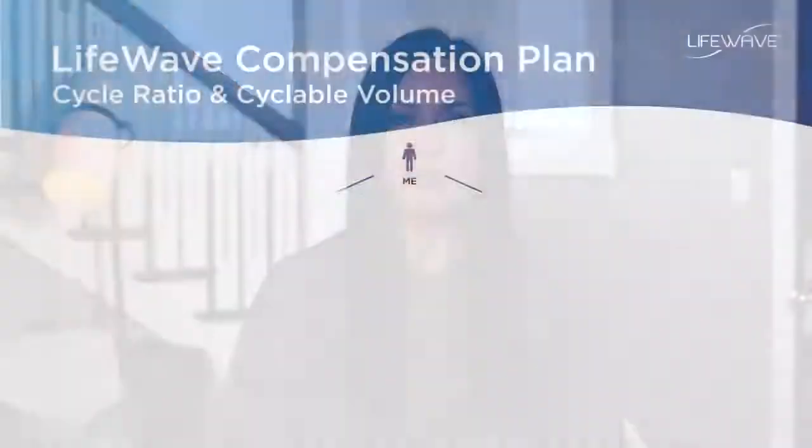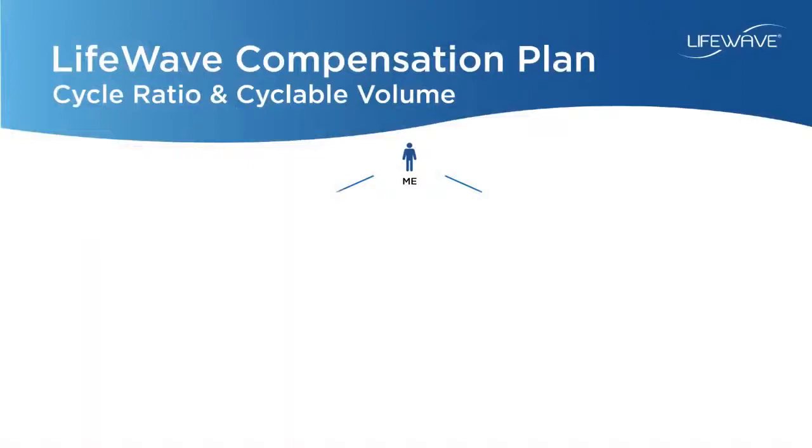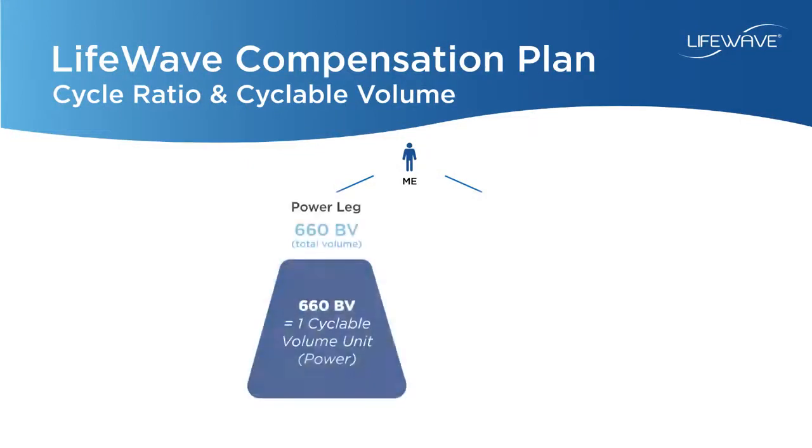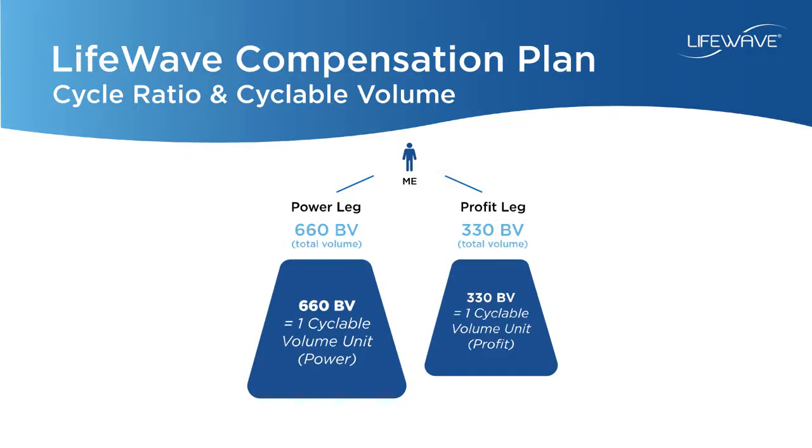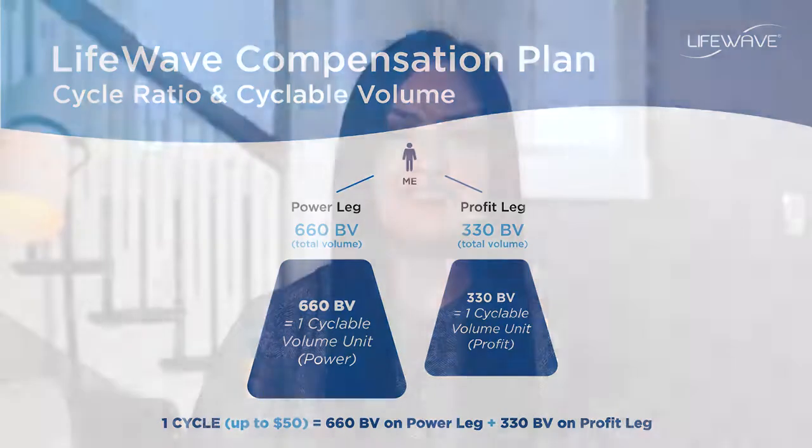Now let's talk a little bit more about cycle ratio and cyclable volume. In order to meet that cycle ratio, you have to have 660 BV on your power leg and 330 BV on your profit leg. Once you've achieved that, it's considered cycle ratio complete, and you have a cyclable volume unit. Every week, we count up all of those cyclable volume units, and they are part of your cyclable volume.